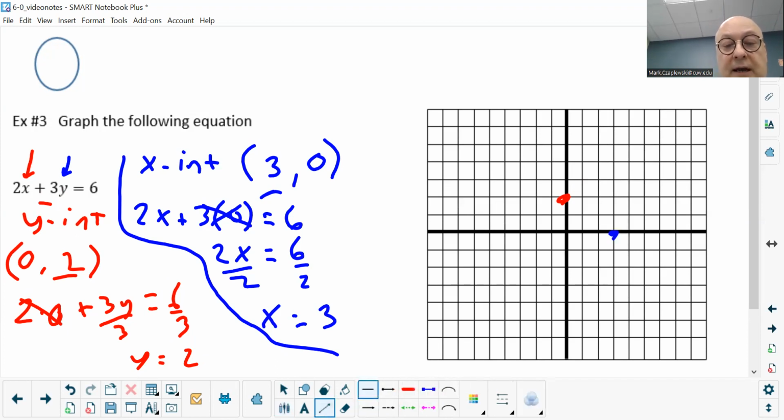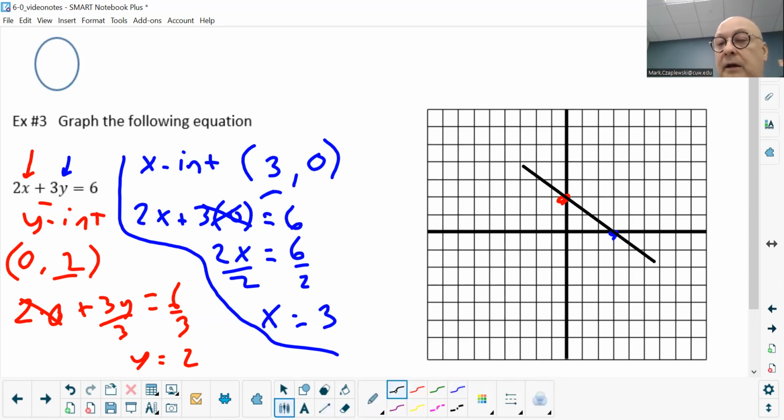And then once again, you get out your straight edge, and I'll use this little tool here, and you graph your line that is a representation of this equation. If you did another form, you'd get the same exact line.